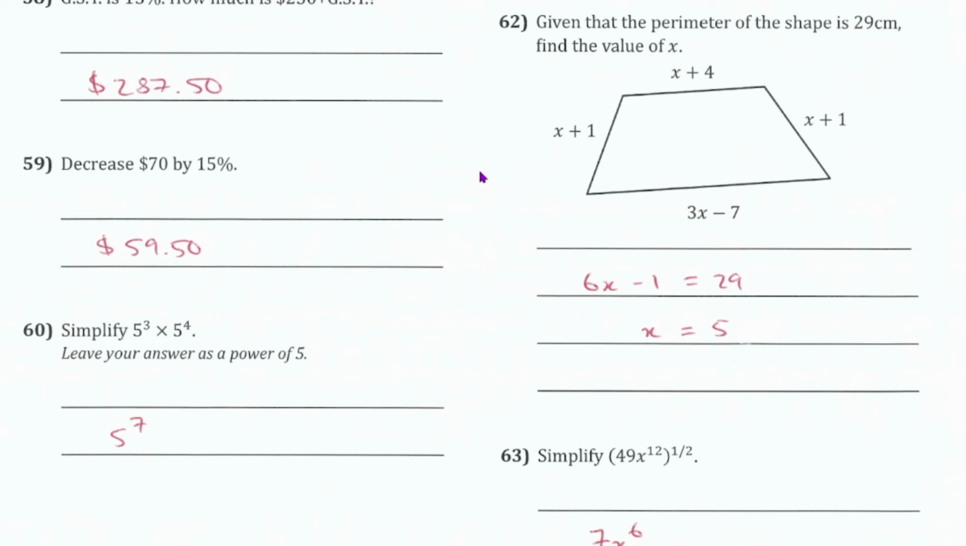The next question has these things, 5 to the power of 3, 5 to the power of 4, being multiplied together. The reason why we're saying leave your answer here as a power of 5 is because there's a little trick that we're hopefully familiar with. If we have 5 to the power of 3 times 5 to the power of 4, we can add those exponents together. If that was a divided by symbol, you could subtract the exponents. So the answer there is 5 to the power of 7.